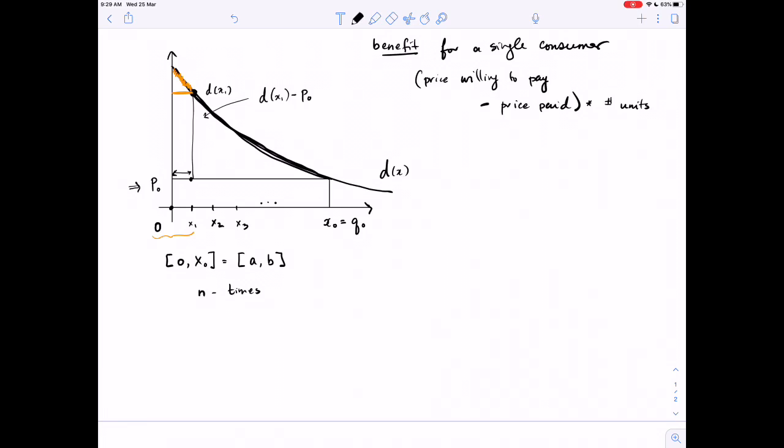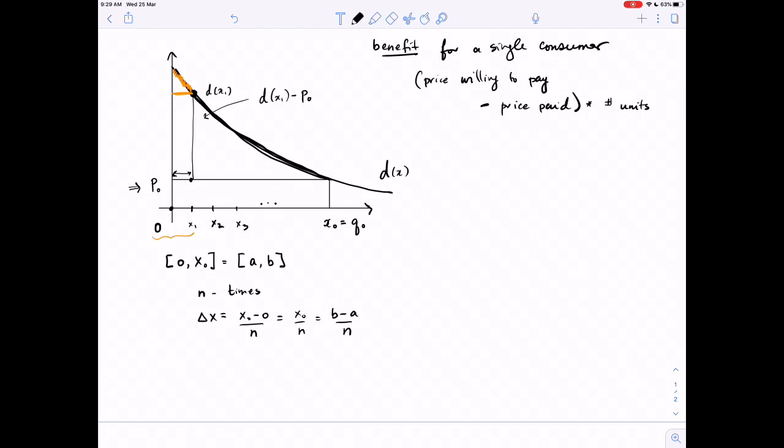And if we divided those into n equal intervals, then we would say that delta x could be our x0 minus 0 over n, which is x0 over n, which is b minus a over n. That would be the width of that interval here, delta x.